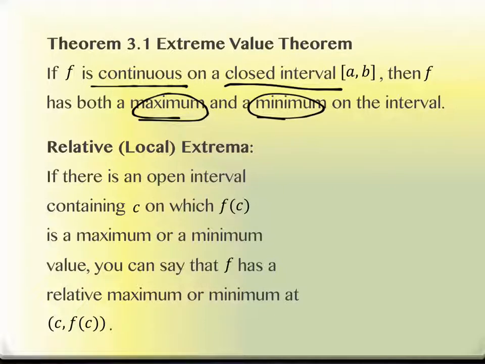When we have those places where it has these curves, these peaks and these valleys, those are places where another type of extrema occurs. They're called relative extrema. They're sometimes called local extrema. So if there's an open interval containing c, on which f(c) is the maximum or minimum value, you can say that f has a relative maximum or minimum at c, f(c).